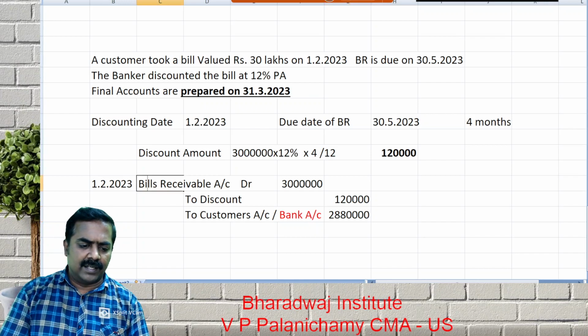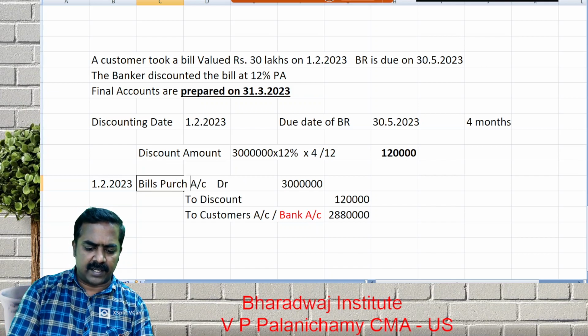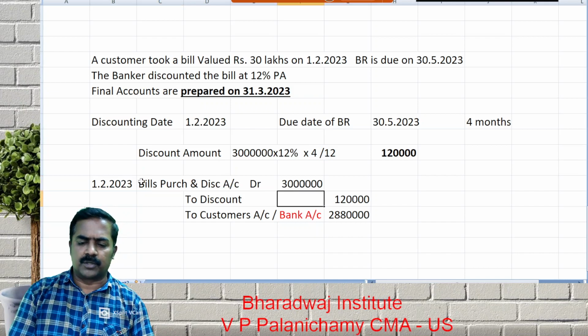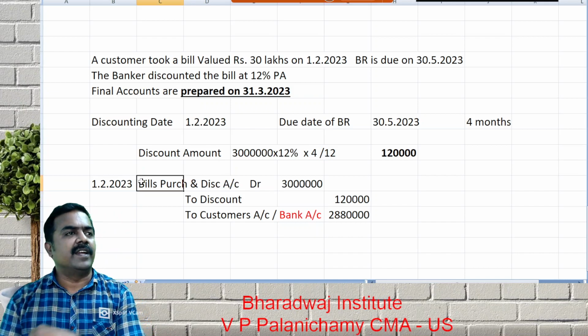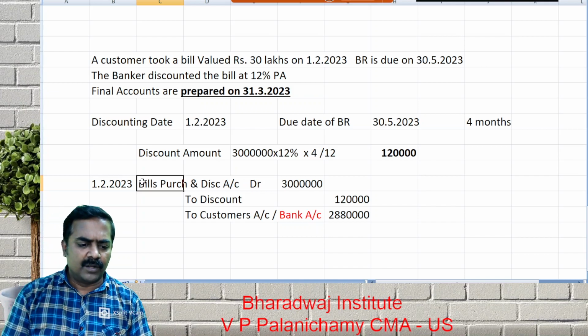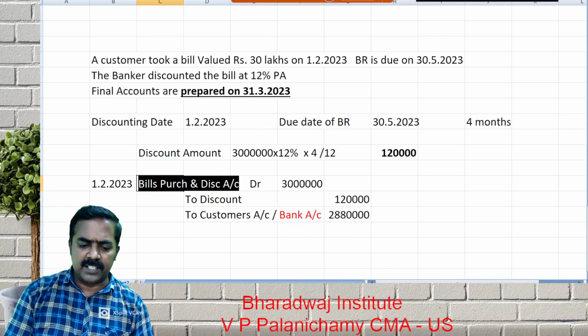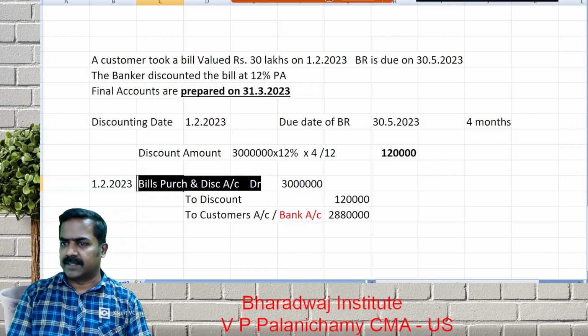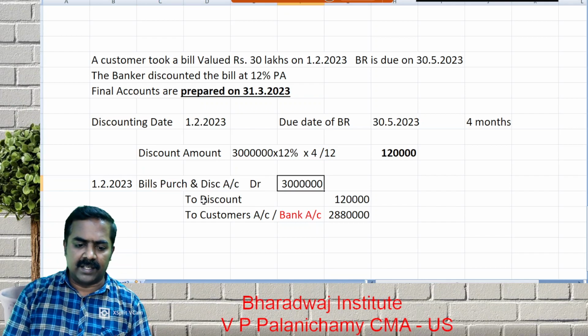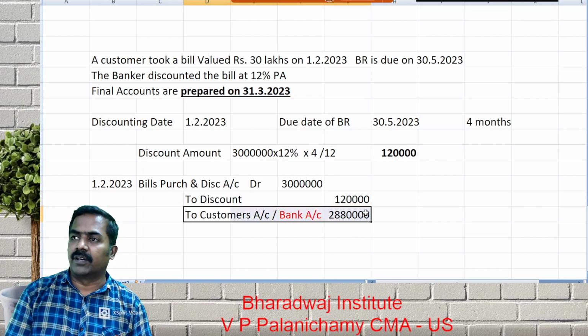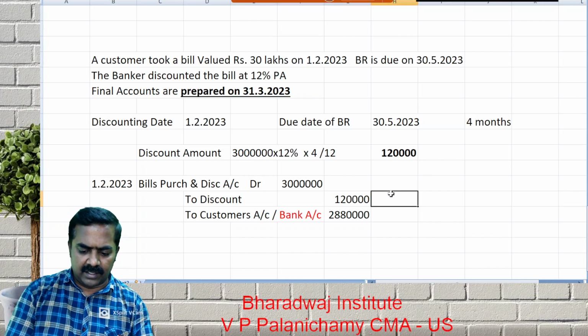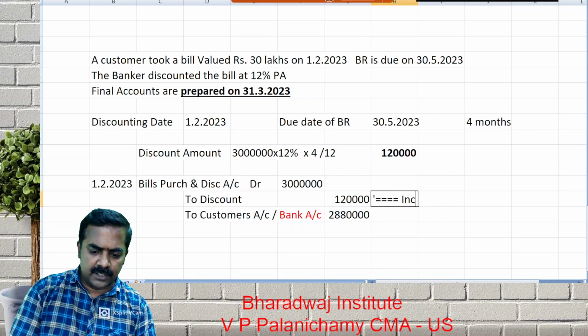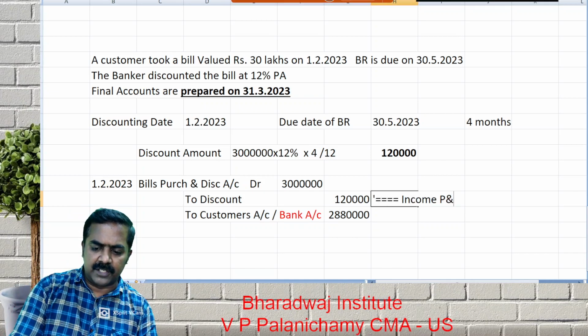They would have credited to which account? Customer's account. They don't call it bills receivable. They call it bills purchased and discounted account. Bills purchased in which account? Discounted account. For the customer only, it is called what? Bills receivable, bills payable. From the banker's perspective, the bills purchased and discounted will be recorded as an asset. How much is there? 30 lakhs. How much discount is earned? 1 lakh. To customer's account, how much have we credited? 28 lakh 80. Now, this is income. Income will be taken in which account?